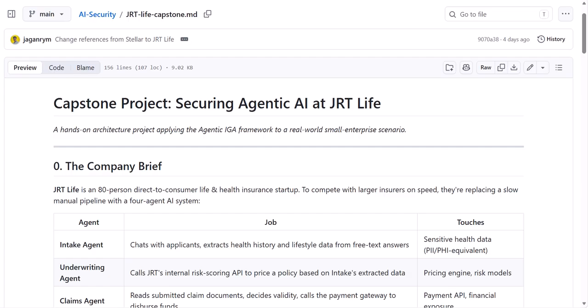This is an 80% direct to consumer life and health insurance startup. So its aim is to compete with the larger insurers on speed. So they have resorted to replacing a slow manual pipeline with AI agents. Four agents are designed for this.